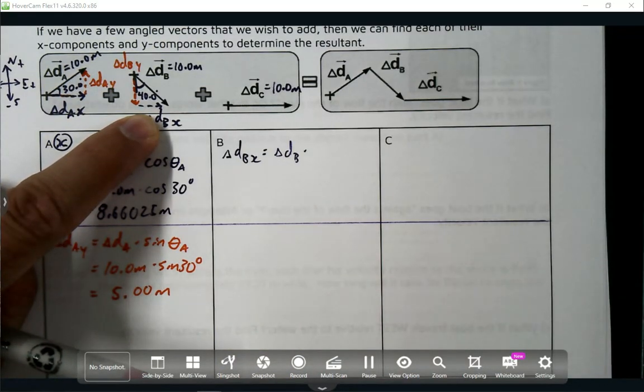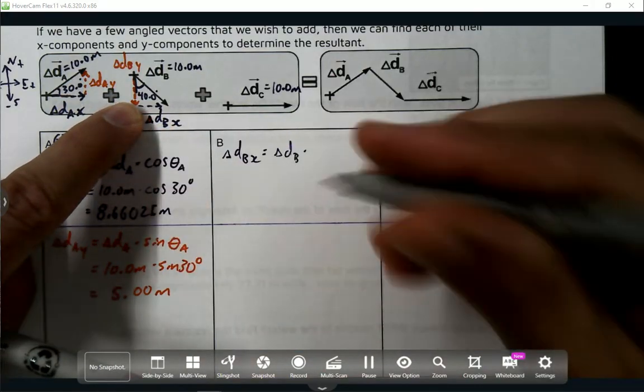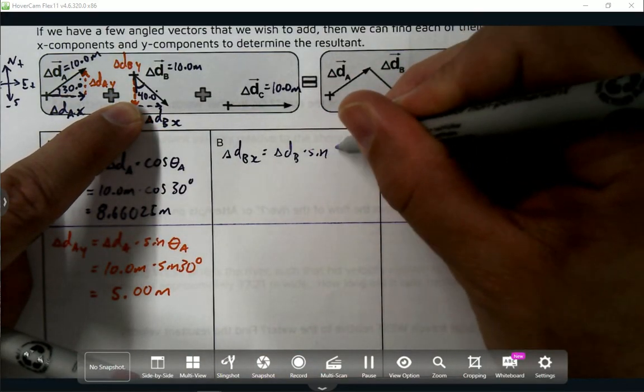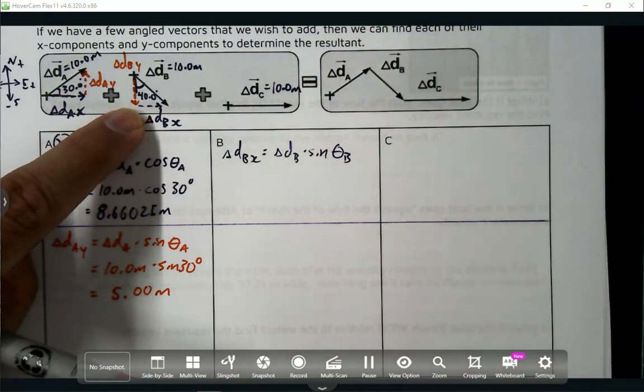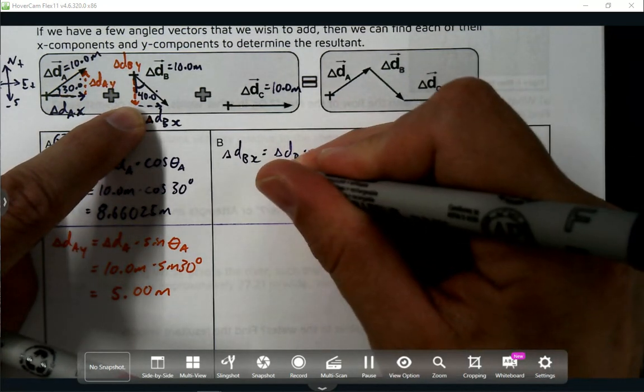So I can't just say, whenever I find x components, I'll use cos. Whenever I find y's, I'll use sine, or some silly thing like that. I got to actually look at the triangle. So I'm going to use sine of theta B because I'm finding the opposite this time, not the adjacent.